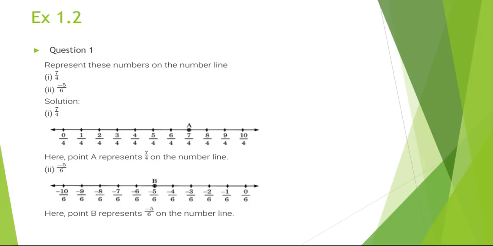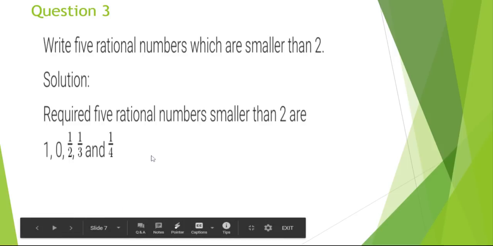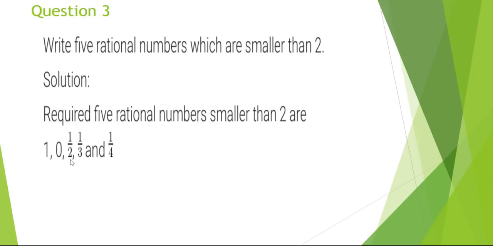All right, next. We come to question number 3, in which you need to write 5 rational numbers which are smaller than 2. So the answer is quite easy, as you already know that 1, 0, 1 by 2, 1 by 3, 1 by 4, they are all smaller than 2.